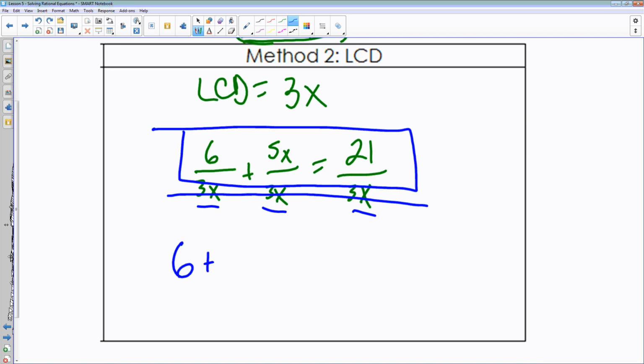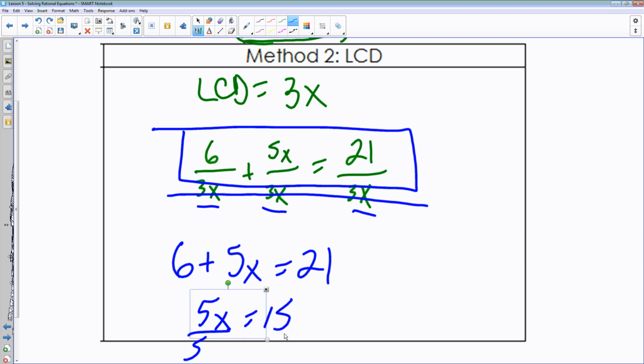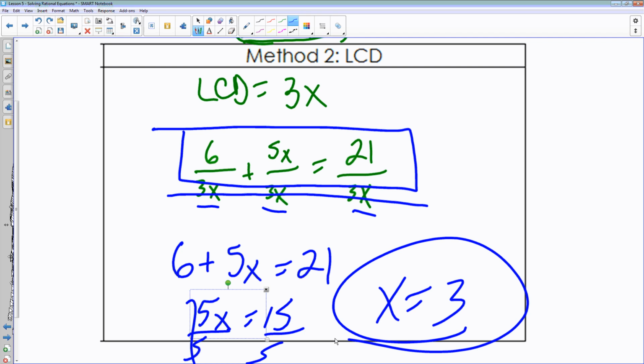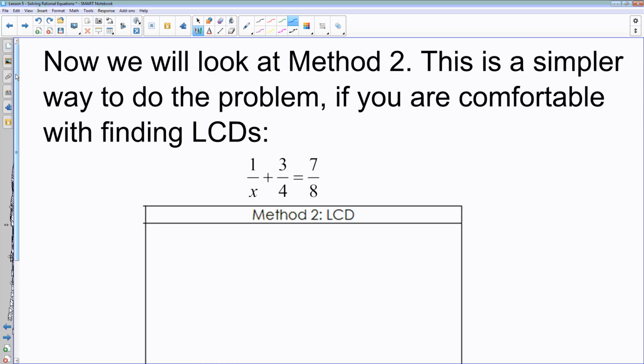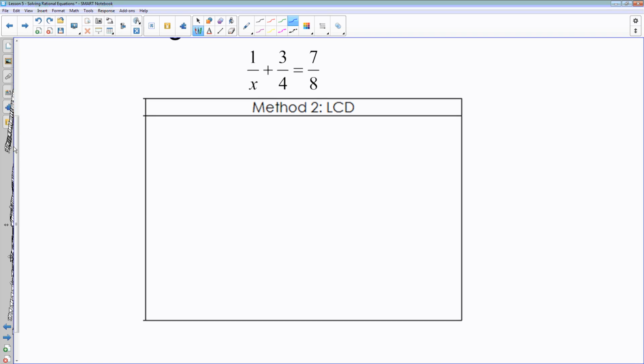So we've got 6 plus 5x equals 21. We're going to subtract 6 from both sides, and then we're going to divide by 5. And we get x equals 3. Notice I didn't even have to worry about my restriction there. Okay, you're more than welcome to try this problem, whether you want to do proportion method or LCD method.